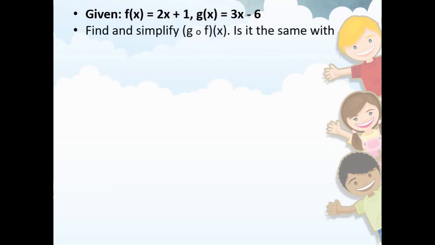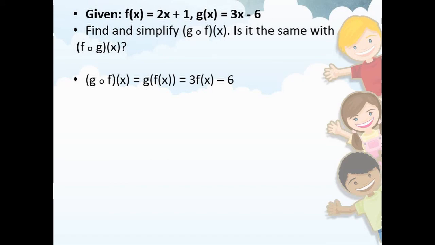Let's now have another set of problems. Given f of x is equal to 2x plus 1 and g of x is equal to 3x minus 6. Find and simplify g circle f of x. Is this the same as f circle g of x? So g circle f of x is just equal to g of f of x, which is equal to 3 times f of x minus 6.